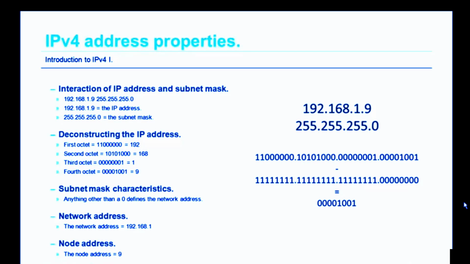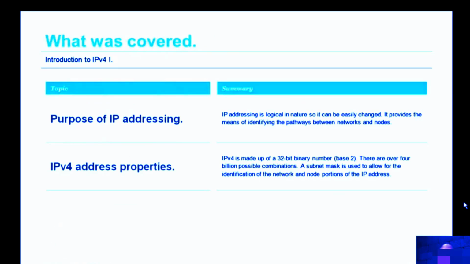And that's how the IP address and subnet mask work together to define the network and the node. Now that concludes this session on the Introduction to IPv4, Part 1.